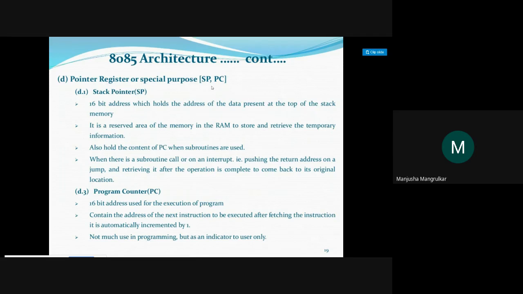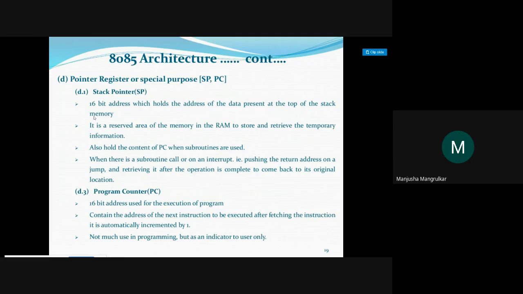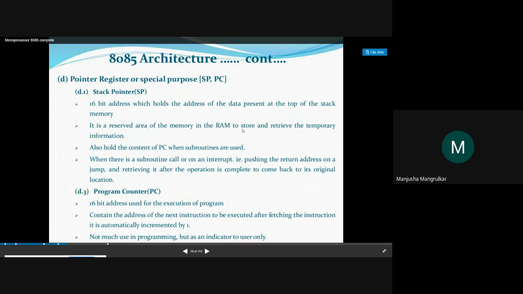These are the special purpose registers. The pointer registers, or special purpose registers, are the stack pointer and the program counter. Now this is the stack pointer, SP. The stack pointer is a 16-bit register which holds the address of the data at the top of the stack memory. In this address you put the data, or from this address you can access the data. It gives the area of memory in RAM to store and retrieve temporary information. It also holds the content of the program counter when subroutines are used.